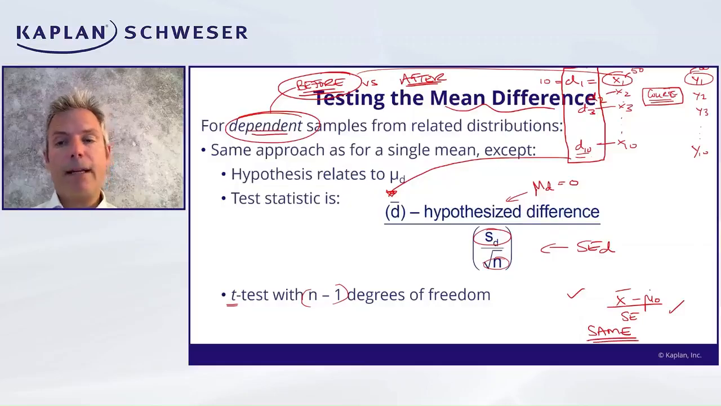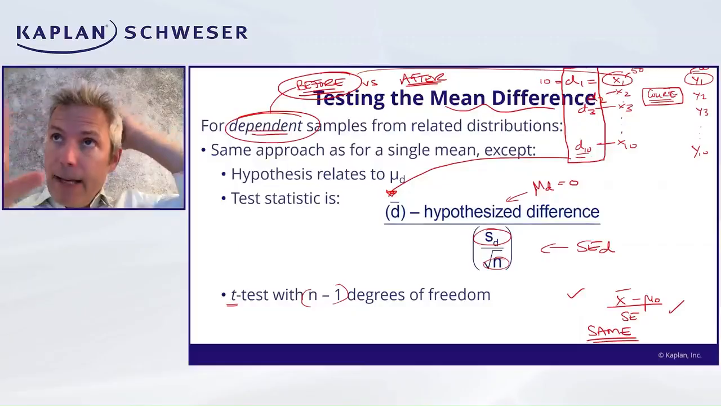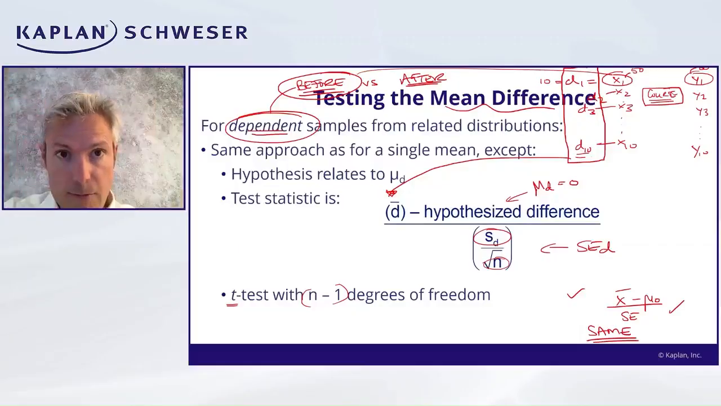But keep an eye out for the application. When you're looking at the average difference that some sort of change in environment has on essentially a sample, then you must test the mean difference rather than test the difference in means, okay? Because the two samples are dependent upon each other.